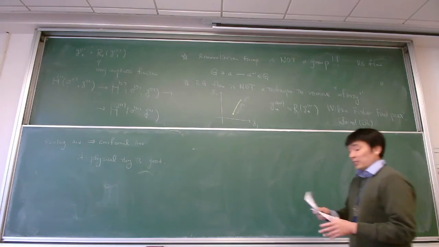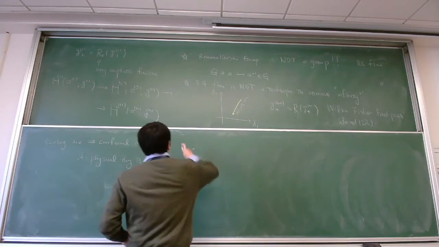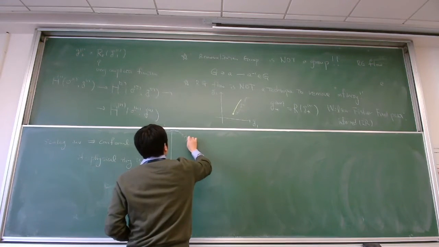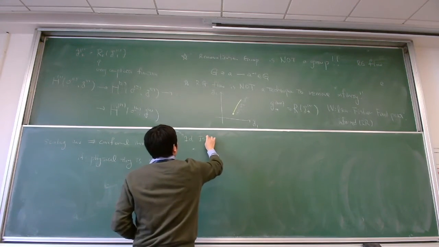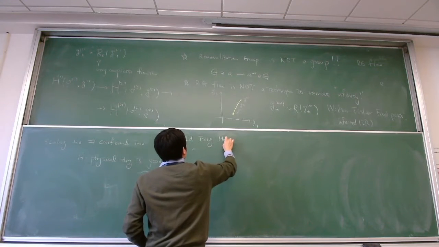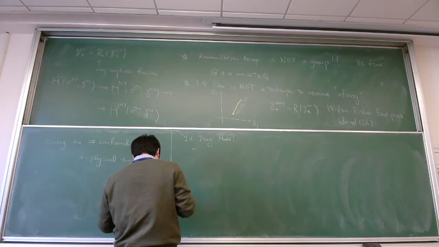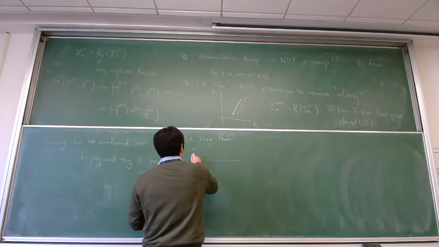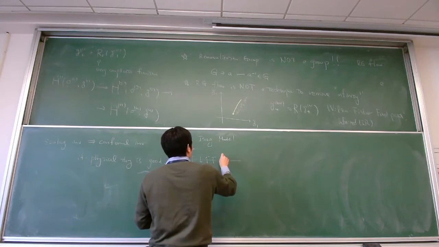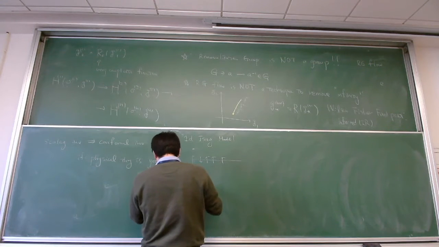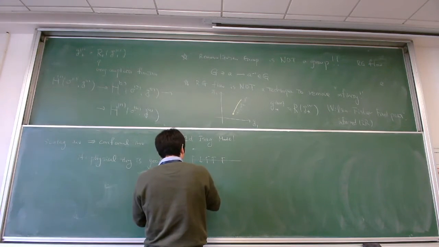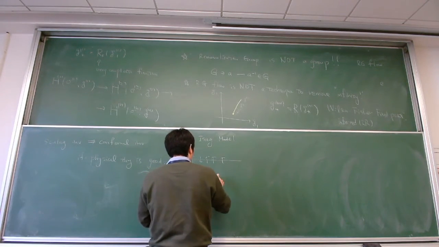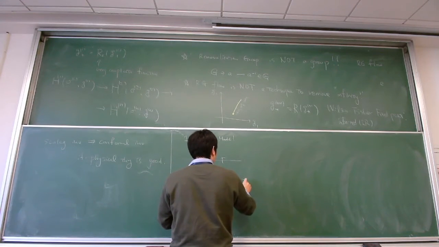Okay. Let's take a look at an example. The one-dimensional Ising model. And again, the Hamiltonian is given by, as you know, S_i S_{i+1}.